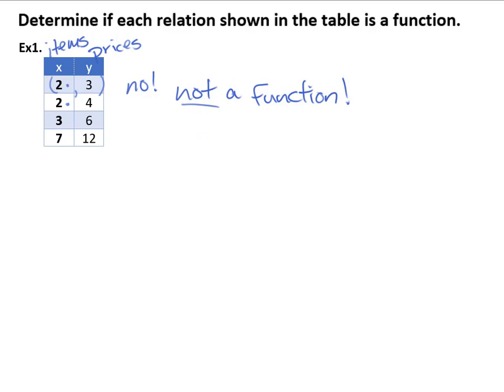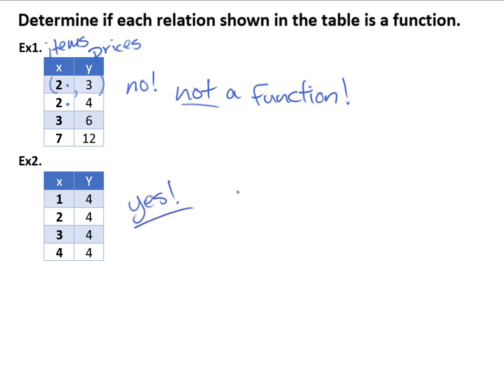Okay, let's try another example. See if we can use the same idea. Here's another table, again listed vertically with our items on the left, prices on the right. Would this qualify as a function? Now notice that all of our items are the same price. You know, if we're thinking in terms of dollars, they're all $4. Is it okay that all of these different items happen to be the same price? Kind of like drinks and hot dogs were both $4. Yes, this is a function. Remember that repeated y values are okay, but the same item can't have two different prices.